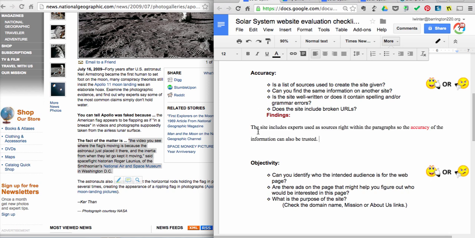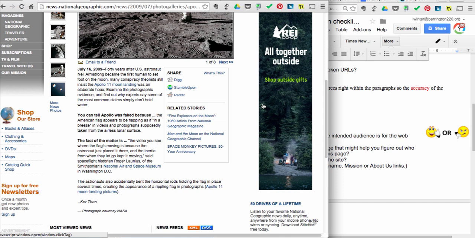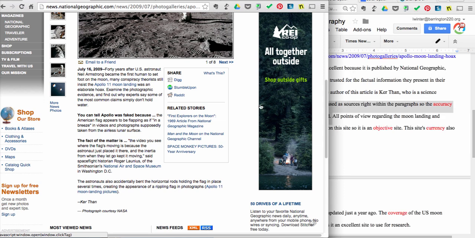You will see here that I wrote the site includes experts used as sources right within the paragraphs, so the accuracy of the information can also be trusted. That is the supporting evidence to prove that this article is accurate. Now we will look at objectivity. For objectivity, we are looking to see whether the author is trying to sell, entertain, or persuade us. We have to be aware of any potential biases in the information. Looking at the domain is also a good idea.